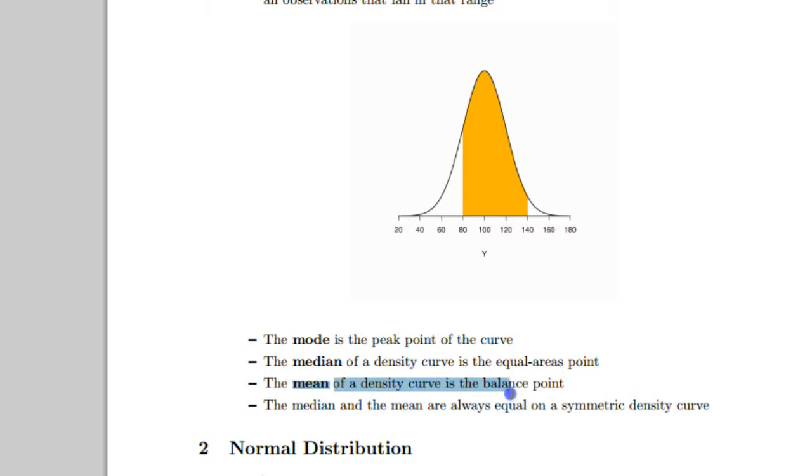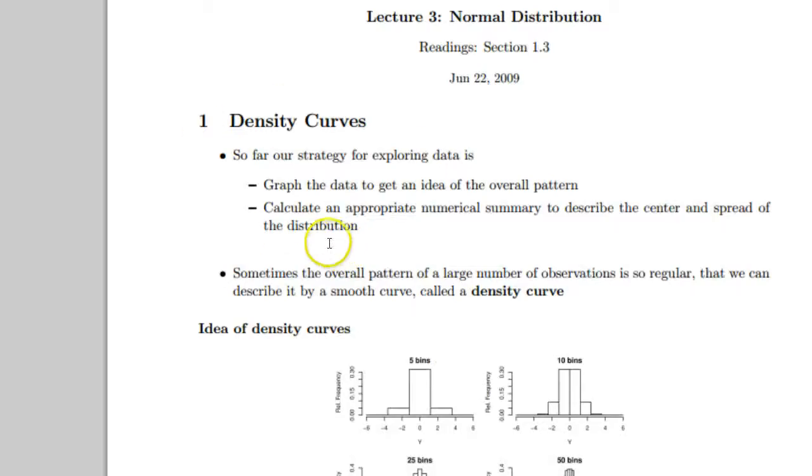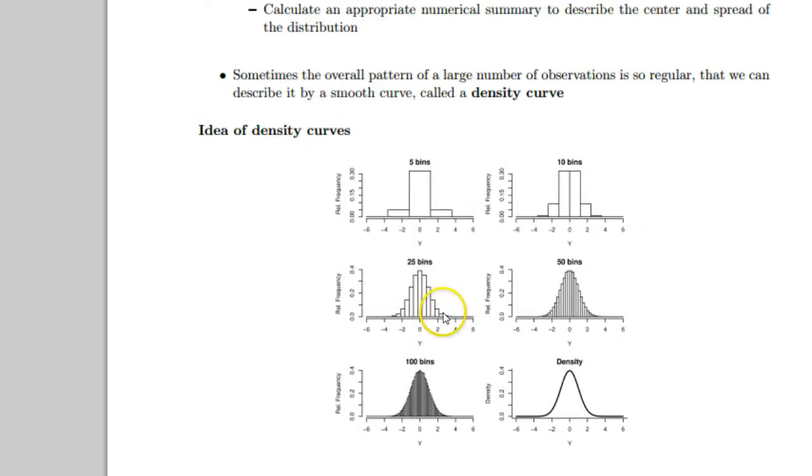The mean of the density curve is the balance point, and the median and mean are always equal on a symmetrical density curve. So in other words, if you get really lucky, your mean, median, and mode should all be the same right there. Okay, so that's just a density curve, and what we're going to be doing is looking at all the information underneath it. We're just going to be looking at it as a percentage.